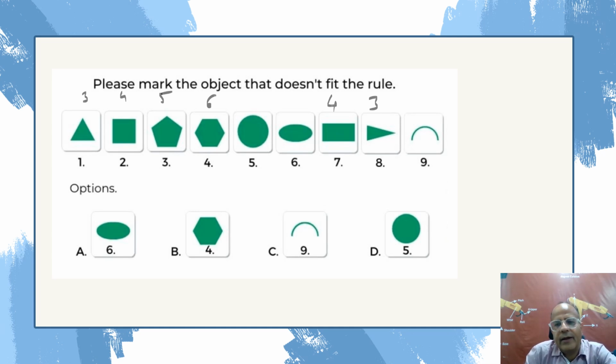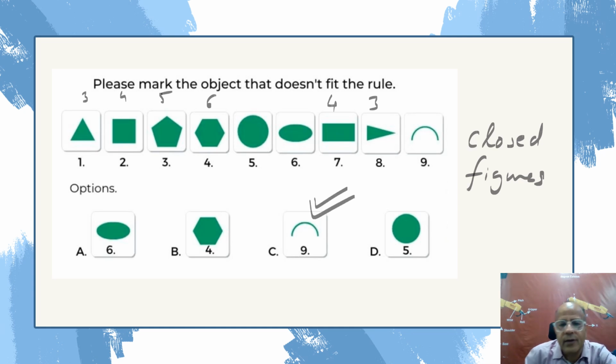So I'll tell you the right answer. Some of them will certainly get it, and you would have got the right answer. I believe the trainers would definitely get the right answers. The logic is very simple over here. You can see all of them otherwise are closed figures, and this one is not a closed figure. So my answer is this C option. This is the one which is not fitting the rule. Okay, let's go to the next question.